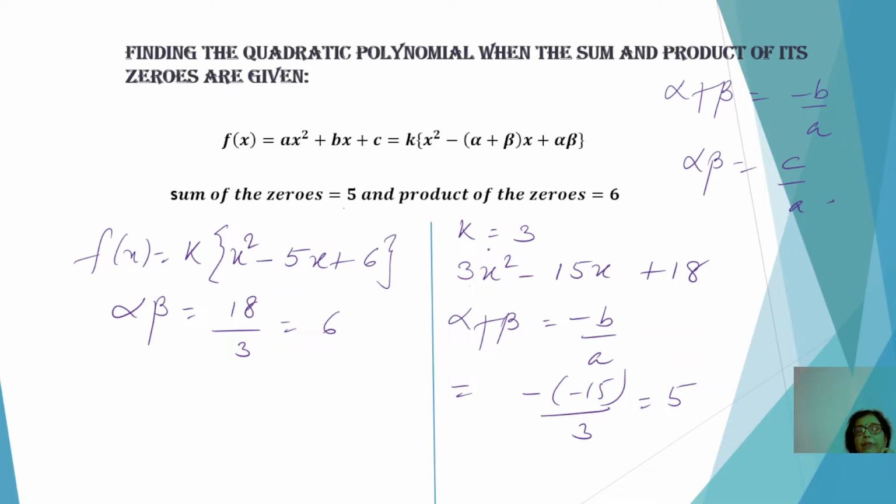You can take any value of k and check for yourself. You will always arrive at this final result, that the sum of the zeros is 5 and the product of the zeros is 6, for the simple reason that this k value always gets cancelled. In any context you will find that the k values will be cancelled and you will get the sum of the zeros as 5 and the product of the zeros as 6.